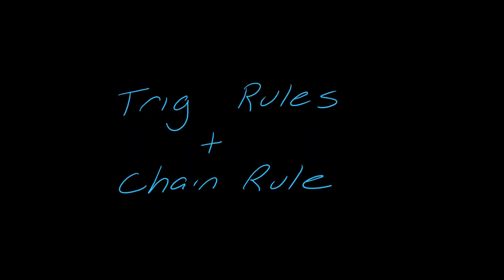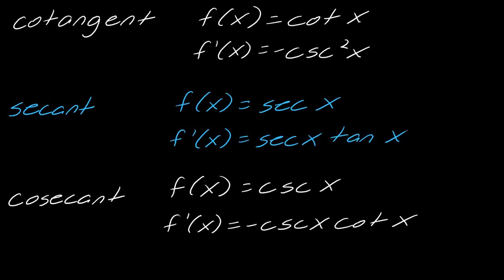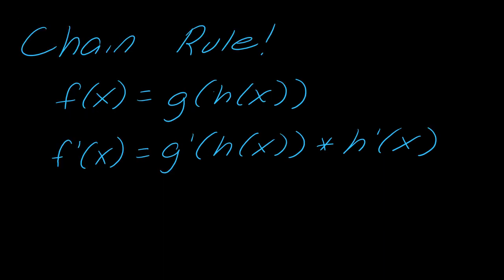So next, let's review some trig rules and the chain rule. So here are the derivatives for sine, cosine, and tangent. Again, you can pause the video if you want to write them down. And then here are the other trig rules: cotangent, secant, cosecant. Pause here if you'd like. And finally, we have the chain rule. So for all of these rules, if you need a deeper explanation of them, I have videos of all of that. Again, we're just kind of reviewing here.